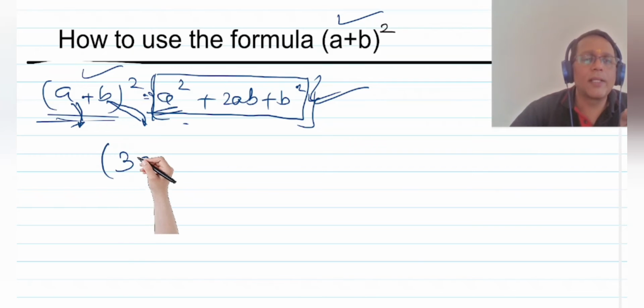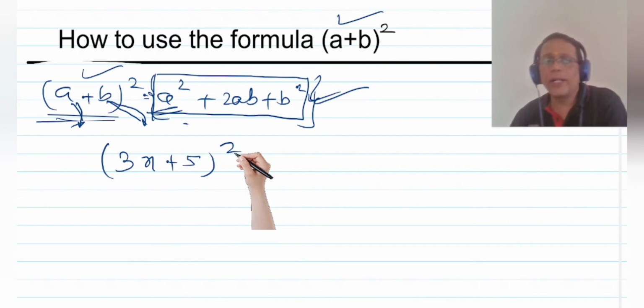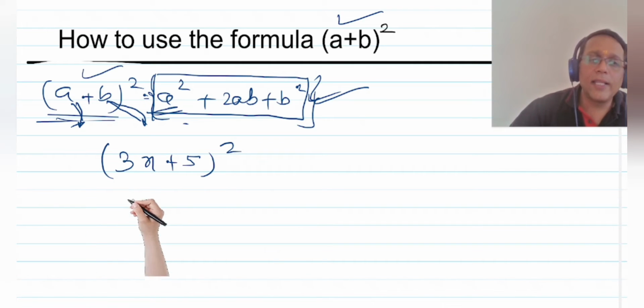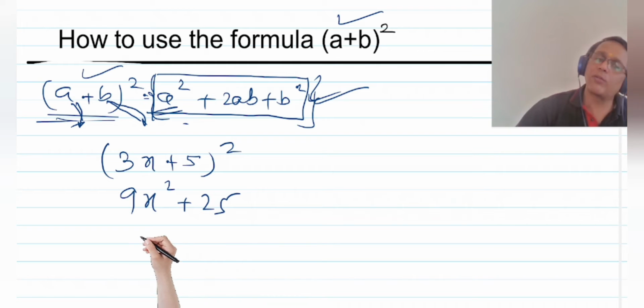What is (3x + 5) square? Okay, so then what do they do? They write this as 3 square is 9, x square is x square, 5 square is 25. That's it.